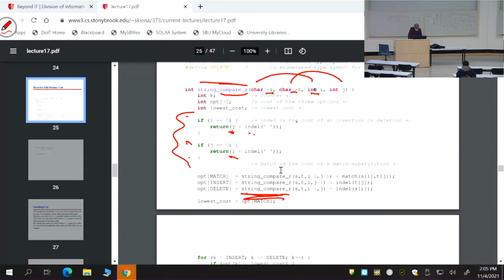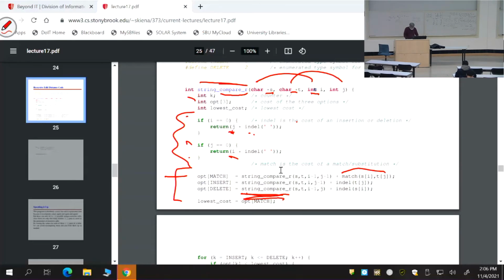What is this logic doing? It's saying, opt is an array I'm using just to keep track of some numbers. It says, what's the optimal cost of ending on a match? Well, match is going to take a look at the last character of each string and either return a cost of 0 if s sub I equals t sub j, or return 1 if they're not equal.